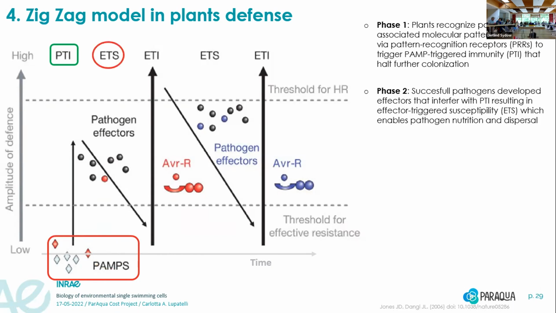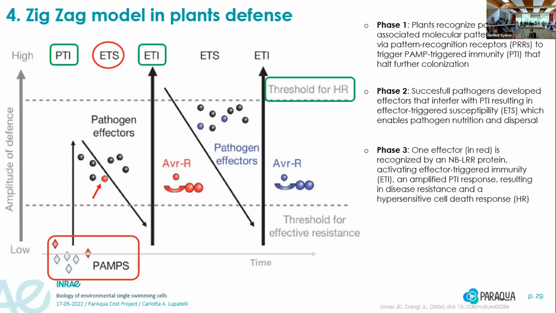But successful pathogens, during the evolution, have developed effectors which are able to interfere with the PTI, with the defense of the plant, and trigger susceptibility in the plant. This susceptibility will now enable our pathogen to take nutrition from the plant and in general attack it and take advantage from it.